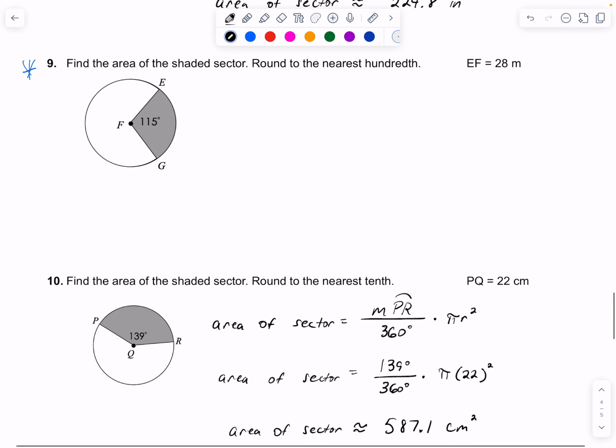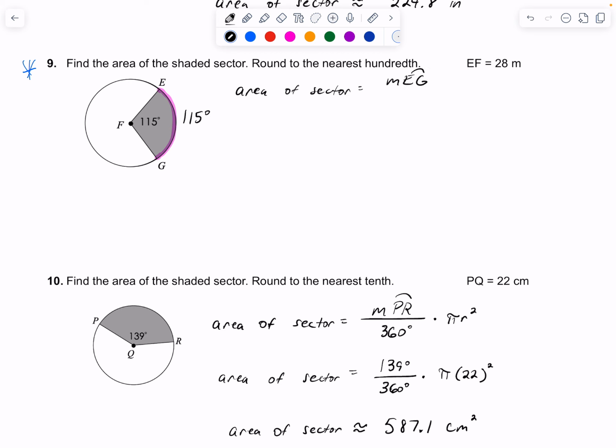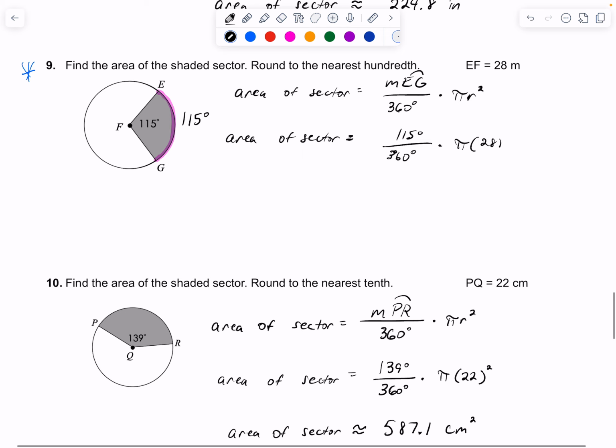Find the area of the shaded sector, round to the nearest hundredth. So I do know the central angle EFG, which means I also know this arc length EG, which is 115 degrees. So the area of this shaded sector is equal to the measure of that arc EG out of 360 times pi times the radius squared. So plugging in my information, my arc length is 115 times pi times EF, that's the radius of 28 squared.